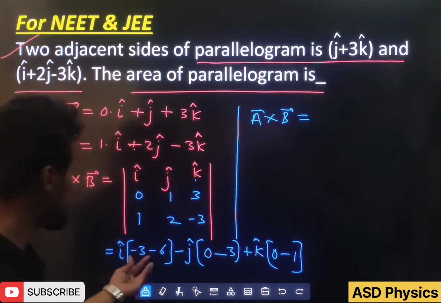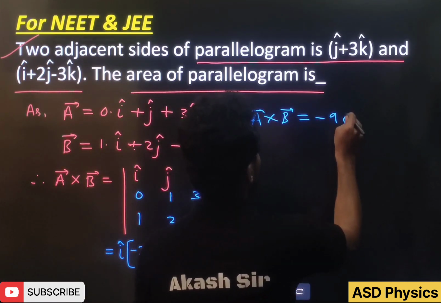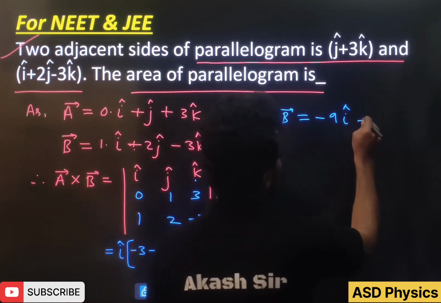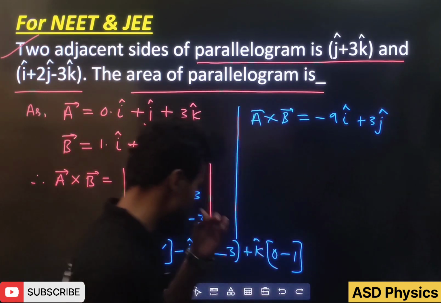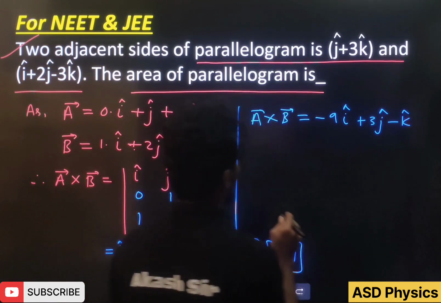Mod of a cross b, how much is coming here? See, minus 3 minus 6, how much is coming? Minus 9 i cap. Here, plus 3 j cap. Next one, here it will come minus k cap.